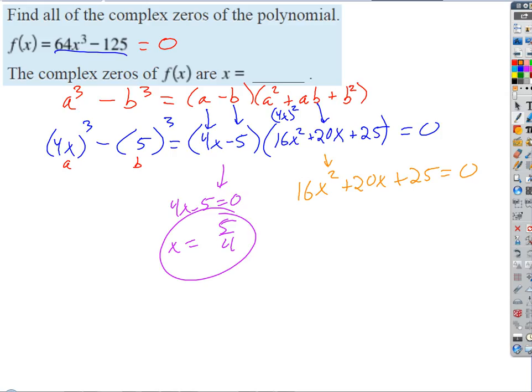Now we got to deal with this one. So this is really a module 3 problem. It's a quadratic equation. Those are always solvable. They're always pretty easy. I mean, sometimes there's some simplification to do, but worst case scenario, we put it in standard form and plug it in the quadratic formula, which is exactly what we're going to do, right? So what's A, B, and C here? 16, 20, and 25. Good.